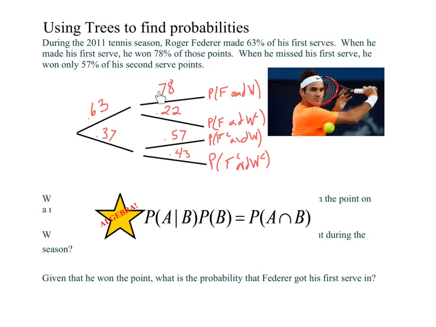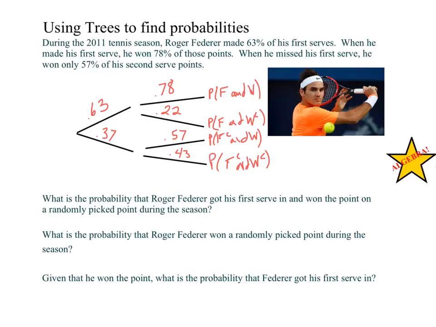Probability of first serve, probability won the point given he got the first serve. Okay? So I'm going to multiply this. I'm going to just pause briefly, and I'm going to multiply along these branches. So 0.63 times 0.78, 0.63. Let me calculate those and fill them in.